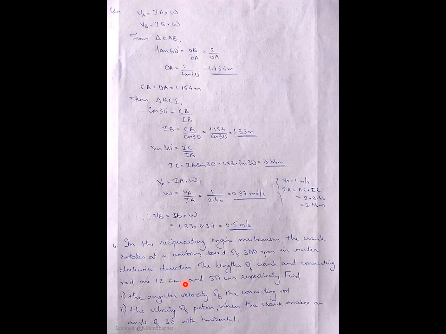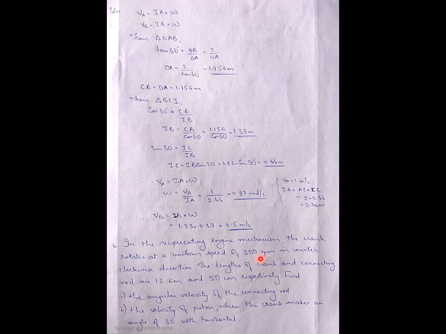Now let us see the last problem, which is on reciprocating engine mechanism. We have solved this problem over there also. So let us see how it is solved using instantaneous center of rotation. So in the reciprocating engine mechanism, the crank rotates at a uniform speed of 300 rpm in counterclockwise direction. The lengths of crank and connecting rod are 12 cm and 50 cm respectively. Find the angular velocity of the connecting rod. And the second one, the velocity of piston when the crank makes an angle of 30 degree with horizontal.